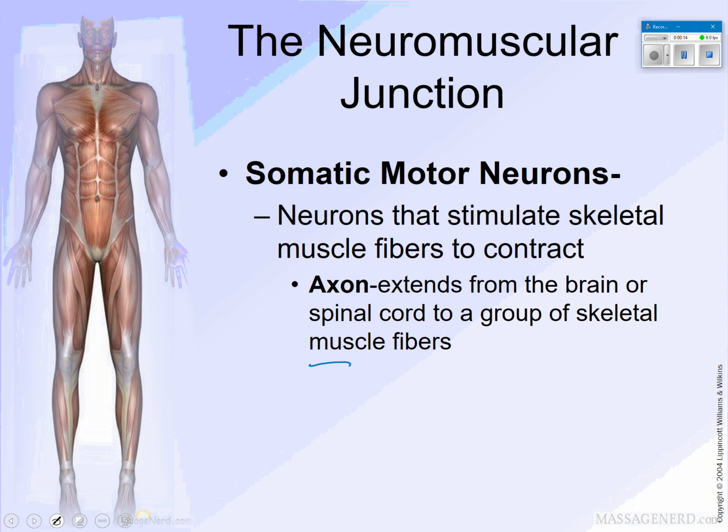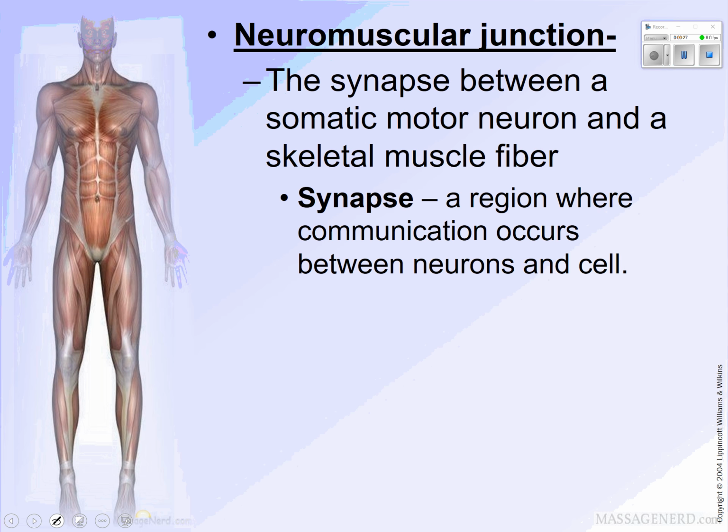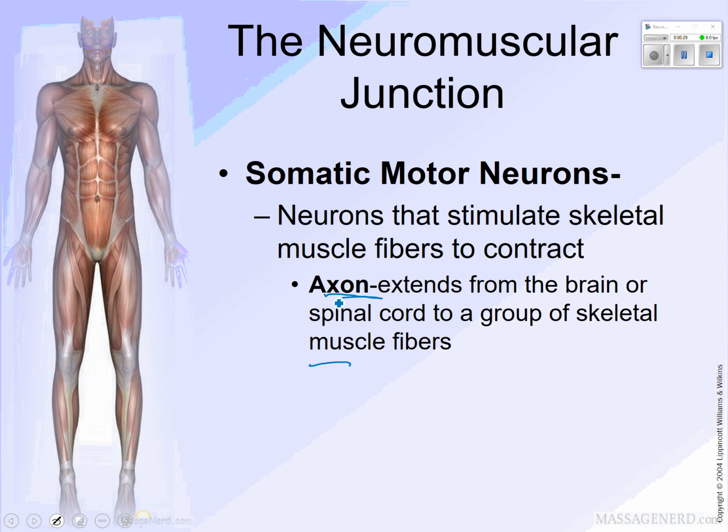So the somatic motor neurons are going to be involved. These are neurons, of course, that are going to stimulate the skeletal muscle fibers to contract. Each somatic motor neuron is going to have what we refer to as an axon. That axon extends from the brain or the spinal cord to a group of skeletal muscles. So a skeletal muscle contracts due to one or more action potentials that move from axon to the muscle fiber.